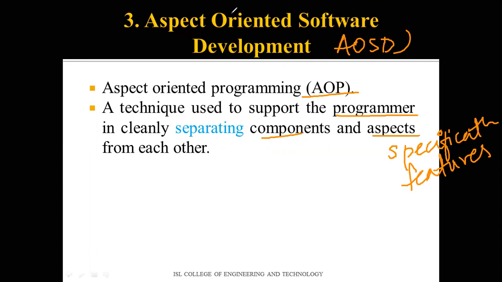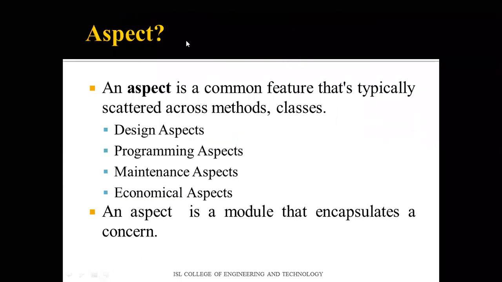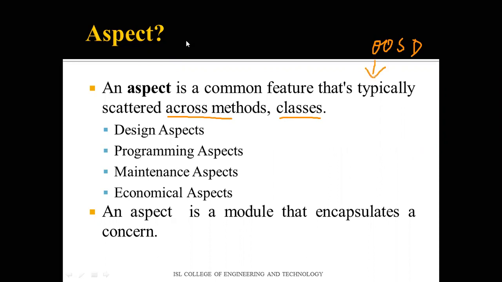To understand this more clearly, we'll first identify what aspects are. Now, what is an aspect? An aspect is a common feature that's typically scattered across different methods and classes. As you've studied OSD, object-oriented software development, for real-time examples you create different objects. Whereas in this case, you're going to create different aspects. That is, it is going to combine specific features together so that they do not overlap.